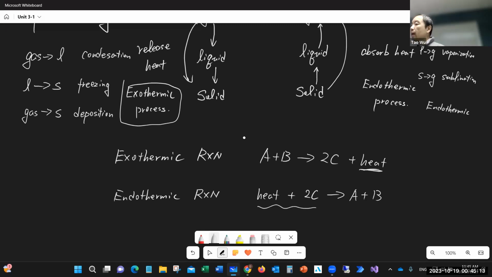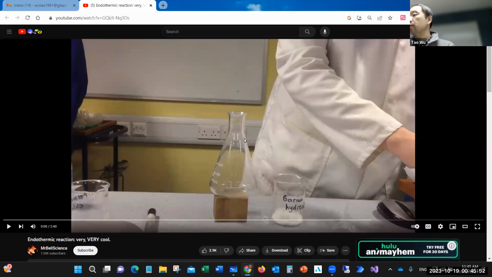So exothermic reactions are pretty obvious, like burning things. All the combustion reactions are exothermic reactions, producing heat and light. But the endothermic reaction is pretty subtle because they just absorb heat, and in most cases you cannot see the absorbing of heat. So that's very subtle. I'm going to show one of the demos from YouTube so you can see what happens in an endothermic reaction.